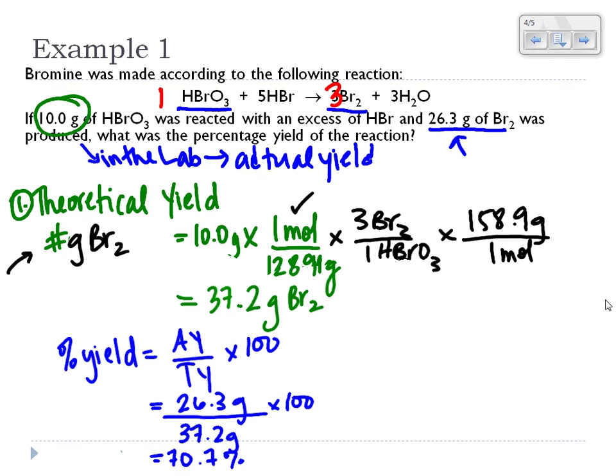So anyways, that's how you calculate percentage yield. You take the theoretical yield that you calculate. The actual yield is always, always, always given to you in the problem, unless we're doing a lab, and then the actual yield is what you actually weigh out in the lab. So that's how you do percentage yield.